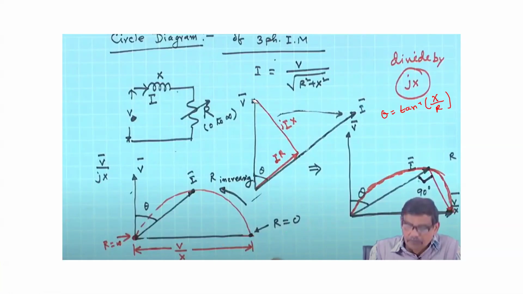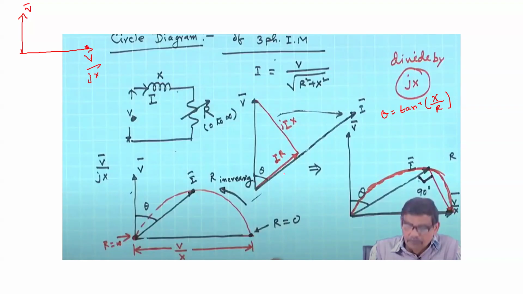So what happens when you divide this voltage phasor by JX? If you divide V by JX, this new phasor will be lagging the previous voltage phasor by 90 degrees. So this is the voltage phasor here, and this will be V by JX. This is the new position of V by JX.